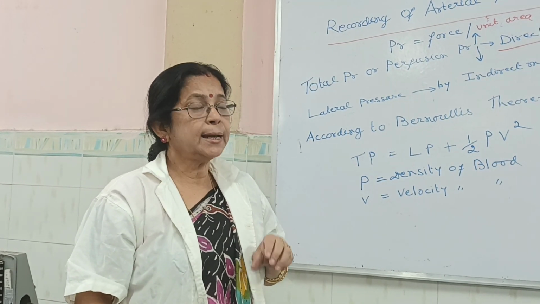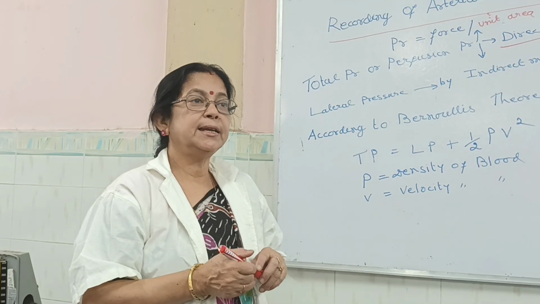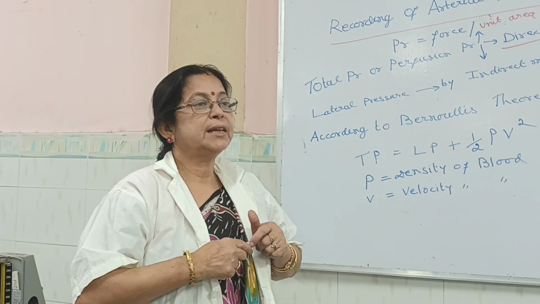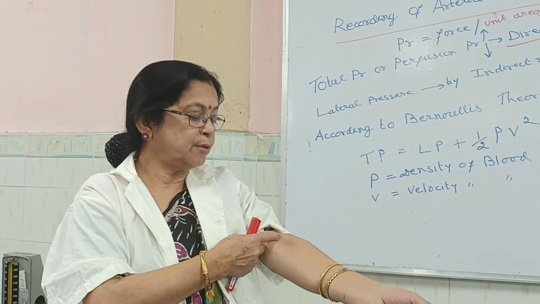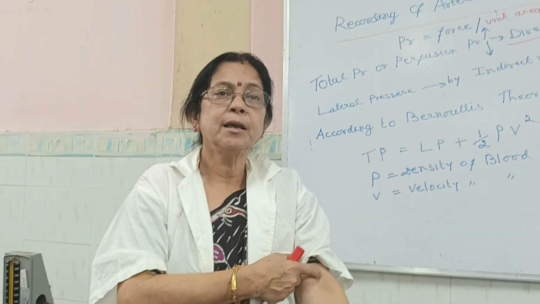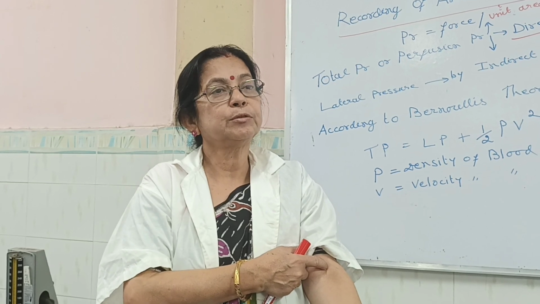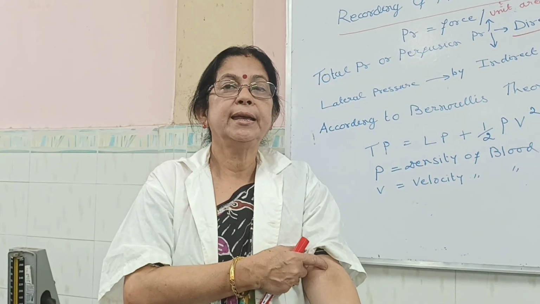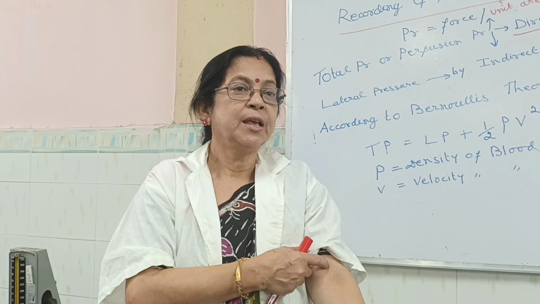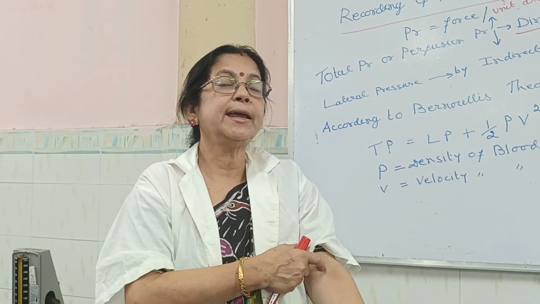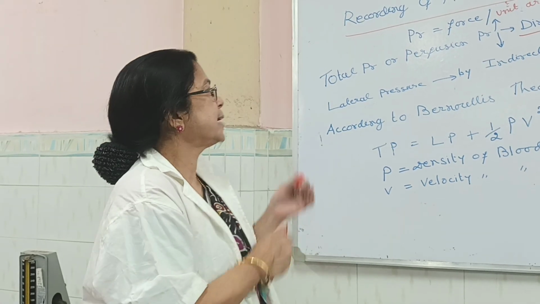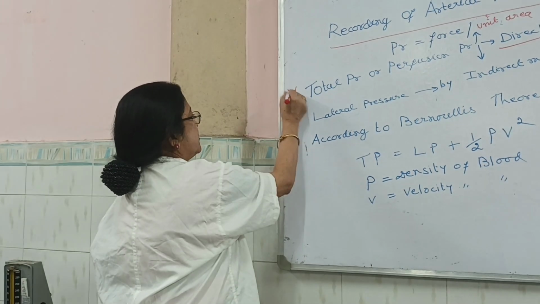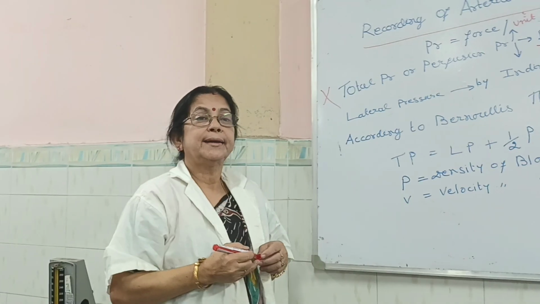But routinely, to measure the blood pressure in each and every patient, it is not possible for the clinicians, the paramedical staff or nurses to cannulate a big-sized artery, because there will be so many chances of infections, air embolism, thrombosis, etc. So routinely cannulating any big-sized artery to measure the blood pressure is totally impractical. So we cannot measure this total pressure or perfusion pressure by the direct method.